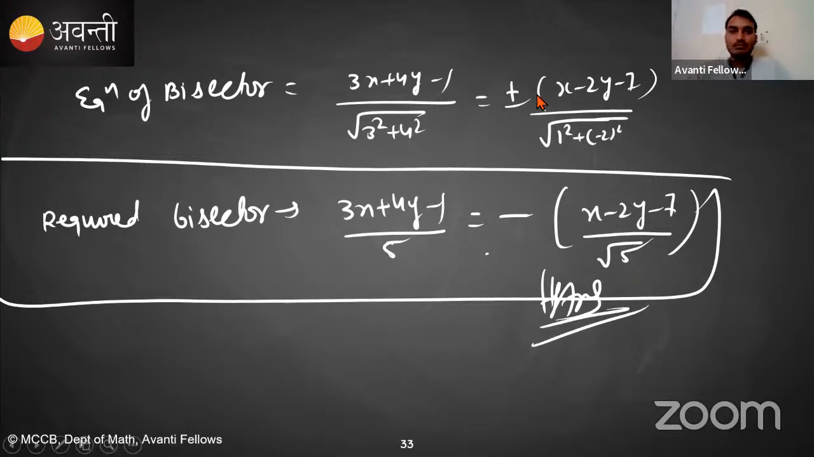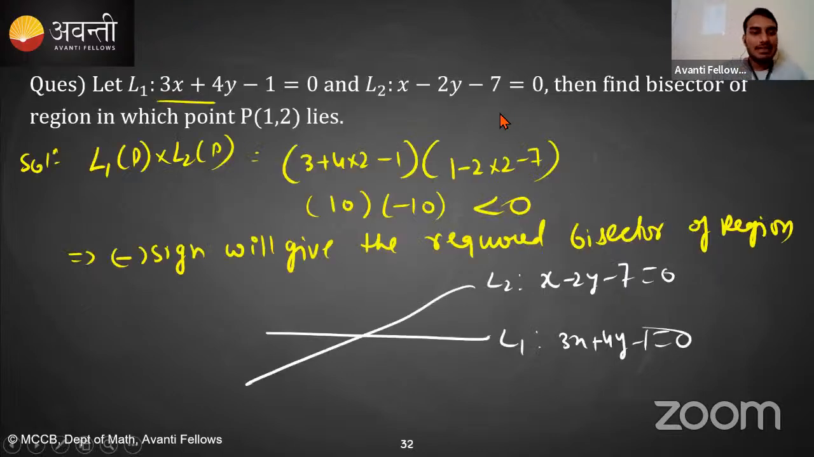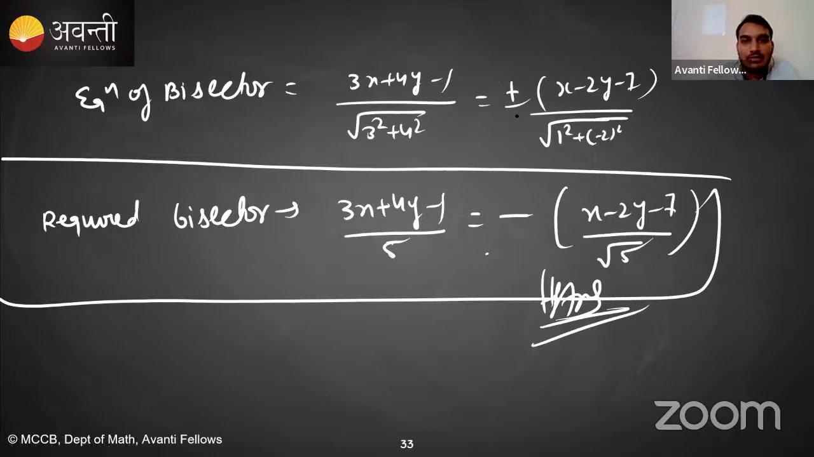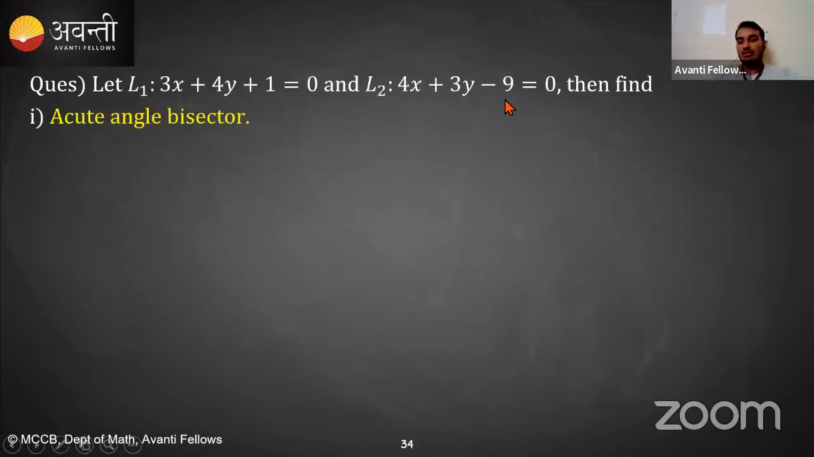Is this clear? Everyone, tell me quickly in the chat box. This question is clear, right? First we calculated L1P into L2P. Find the sign. The sign was coming negative, so it means the negative sign will give me the required bisector of the region, right? Then we find the equation of the bisector, plus or minus. Which one do I have to choose? We already cleared that the negative sign will give me the required bisector. So we took the negative sign and rejected the positive. Clear? Question is clear? Solution clear? Shall I proceed further, students? Shall we go ahead? Okay. Let's go. Next question.